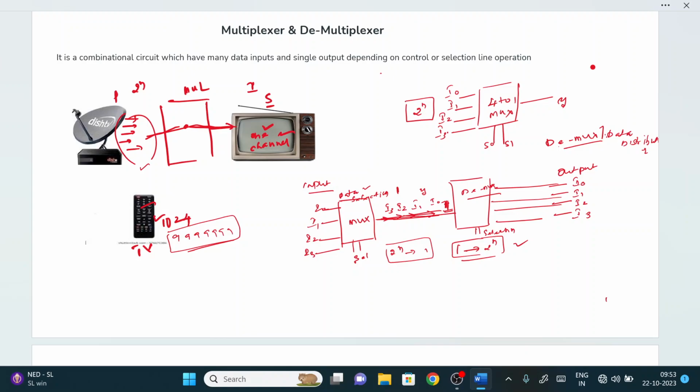In the next class we will see the real-time applications of the multiplexer and demultiplexer operation.